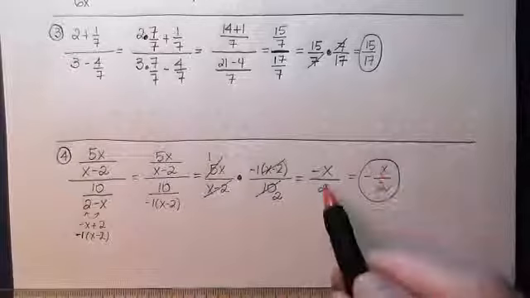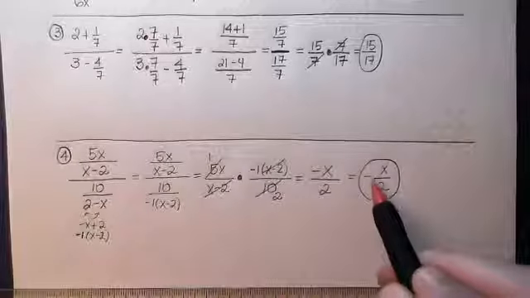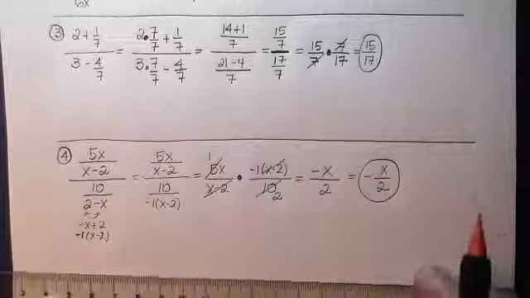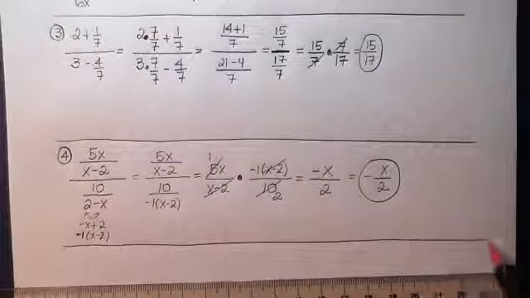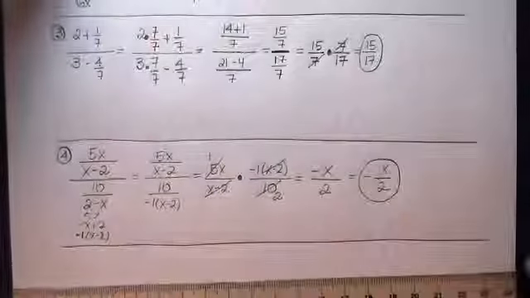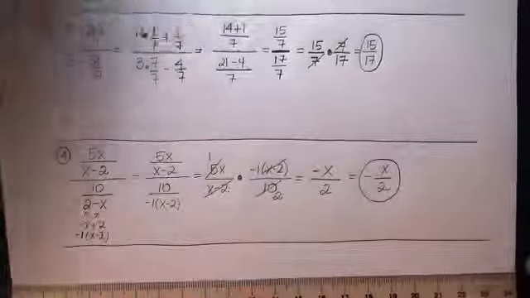You can either leave your negative next to the x, or you can put it right there in the middle. Either way, it will be correct. Okay? So let's go ahead and go on to problem number 5.